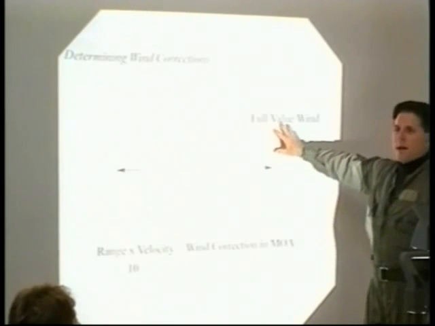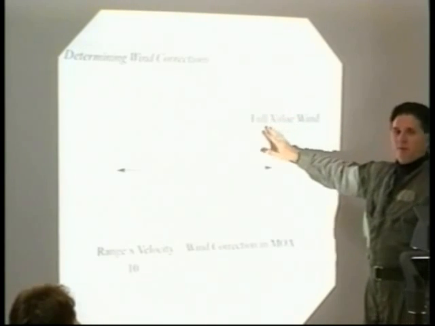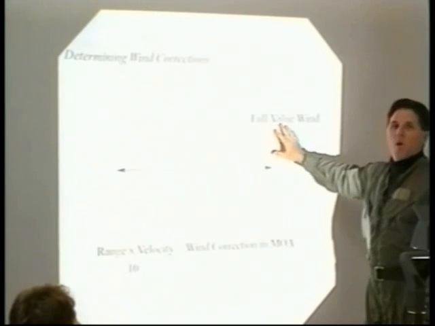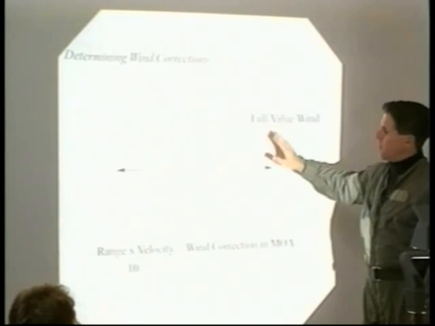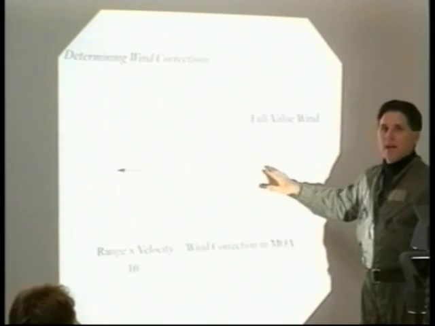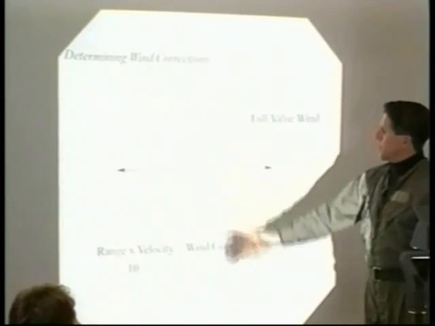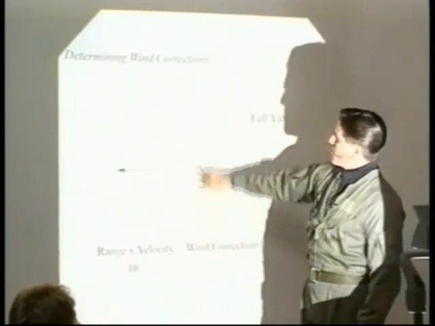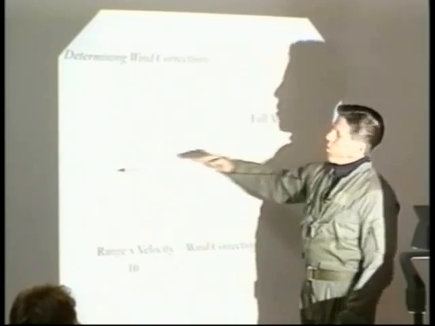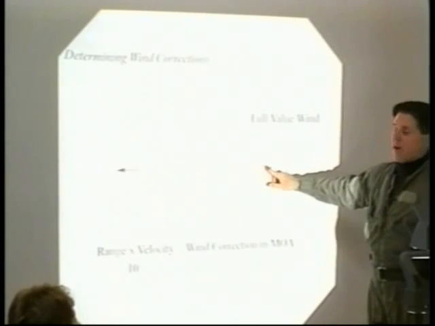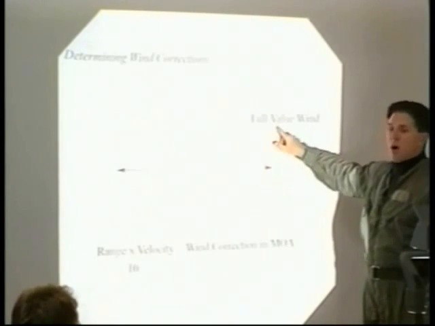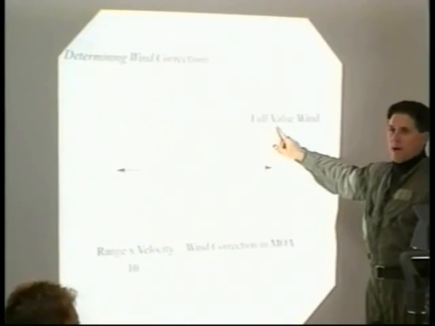All right, we have different values of wind. We have full value, half value, and quarter value winds. In other words, it depends on which direction the wind is in relation to us. For instance, our bullet path is this way. Wind acting at a 90 degree perpendicular angle to the bullet path, we call that a full value wind.